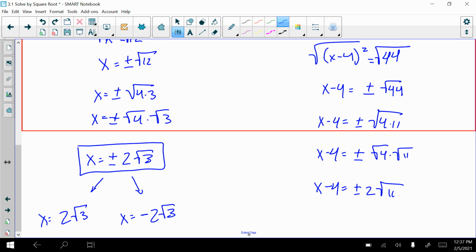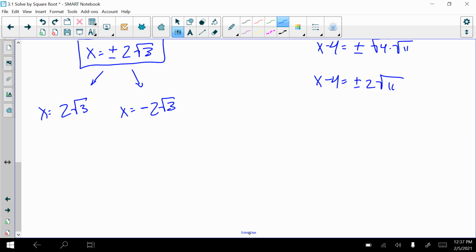And now one more thing. Again, the goal is to get x by itself. I don't have x by itself yet. I've got to do one more thing. I need to add 4 to get x by itself. So I'm going to add 4 to both sides. Important thing right here.